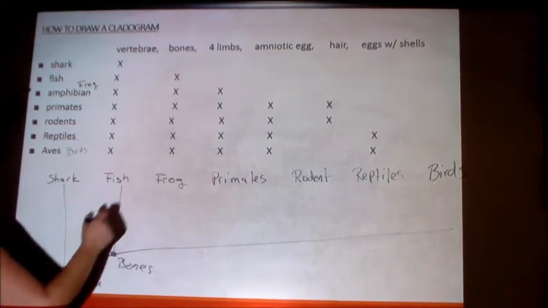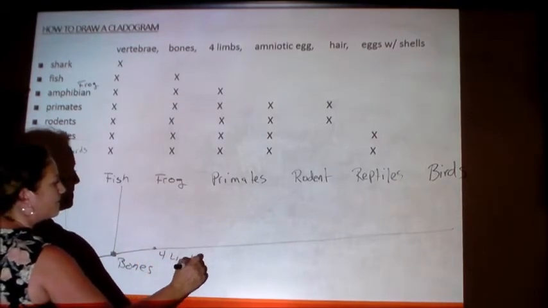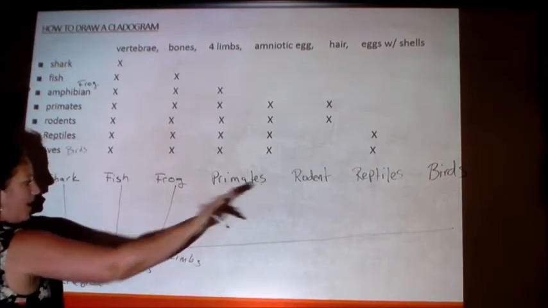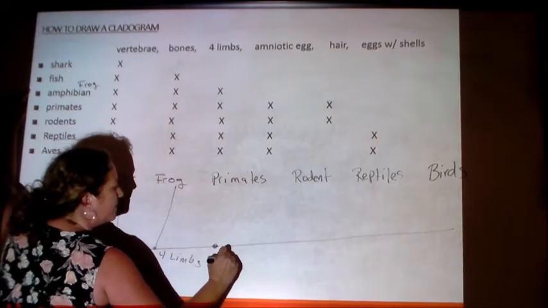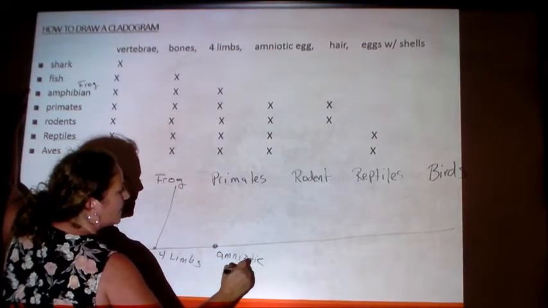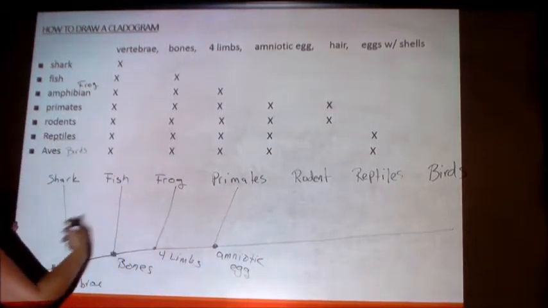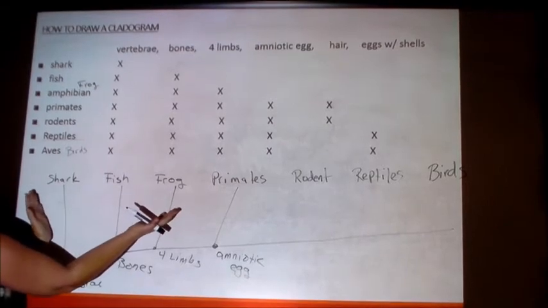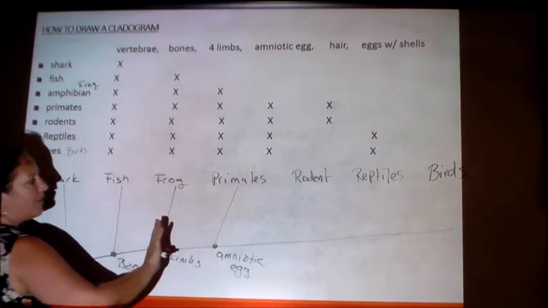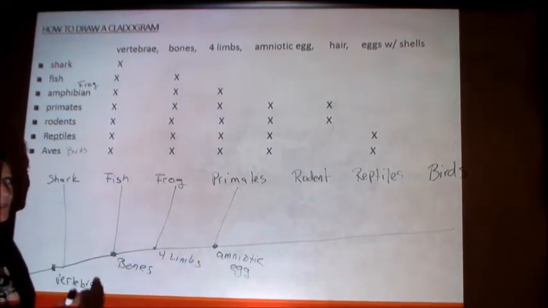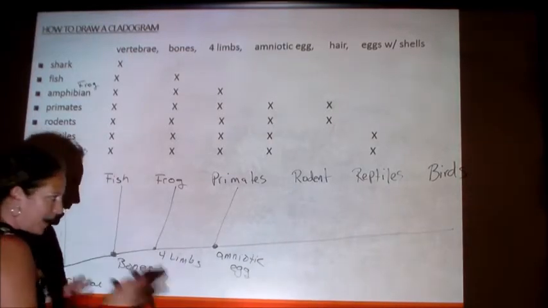Okay? Then we evolved 4 limbs. And so everything from this point on has 4 limbs. Then we evolved an amniotic egg. An egg that has water in it. Anything down here, these guys are laying their eggs in the water. So they don't need to have water inside their eggs. You only need to have water inside your egg if you're laying your eggs on land or somewhere where there's not water. Okay, so at this point, from this point on, everything has amniotic eggs.